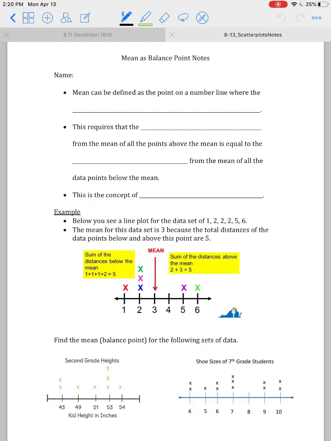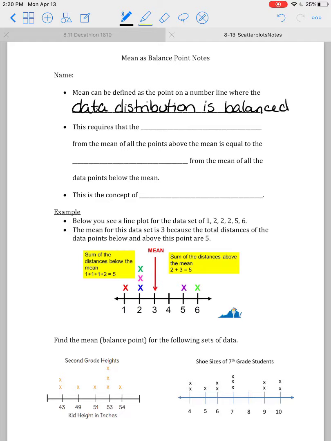Hi everyone, today we're going to be talking about mean as a balance point. Mean as a balance point falls into the same category as mean, median, and mode, and it's going to be a way to visually represent the mean of a data set. So first let's talk about mean. Mean can be defined as the point on a number line where the data distribution is balanced.